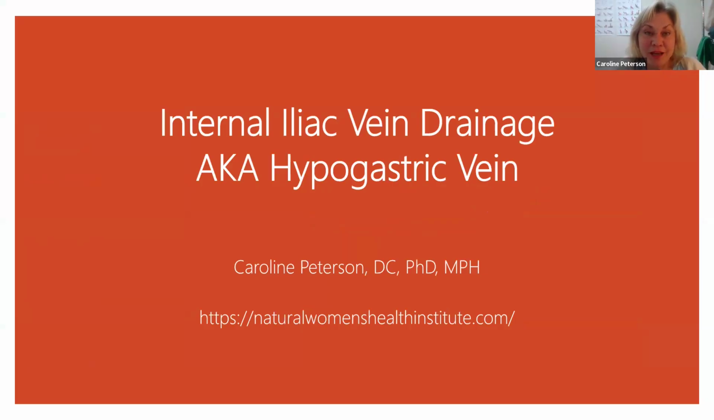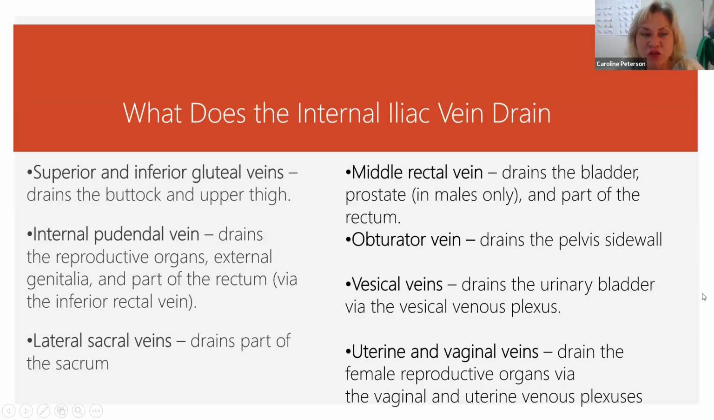Today we're doing another anatomy lesson on the internal iliac vein drainage. It's also been known in the past as the hypogastric vein, but generally it's called the internal iliac vein now. The internal iliac vein drains the superior and inferior gluteal veins, which are the ones that drain the buttock and the upper thigh. The internal pudendal vein, which drains the reproductive organs, the external genitalia, and part of the rectum.